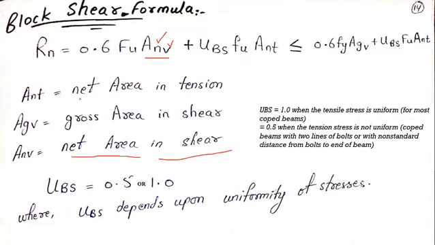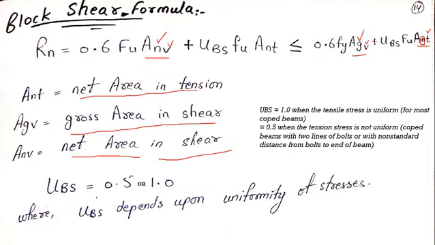Similarly, I have net area in tension, Ant here. I can also call it the area involved in tensile fracture or tensile rupture, because T is tension and N represents net area, and net area is involved in rupture. Finally, I have Agv. It is the gross area in shear, or it can be termed as the area involved in shear yielding, because V is shear and you know gross area always undergoes yielding.